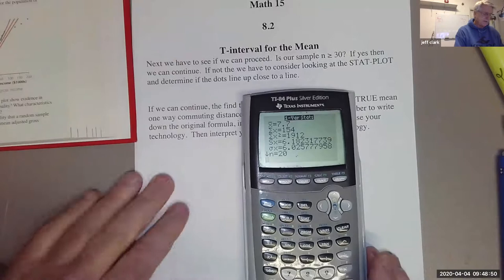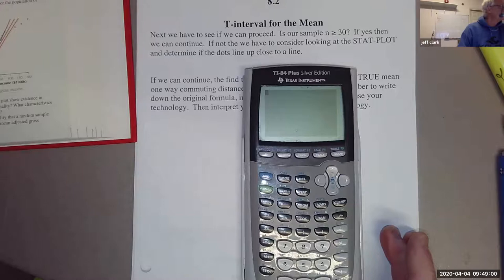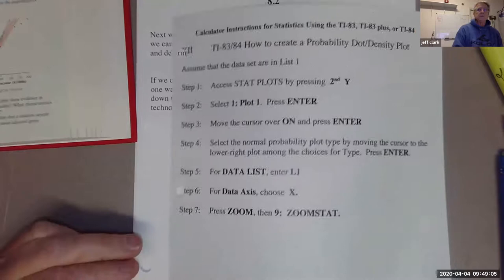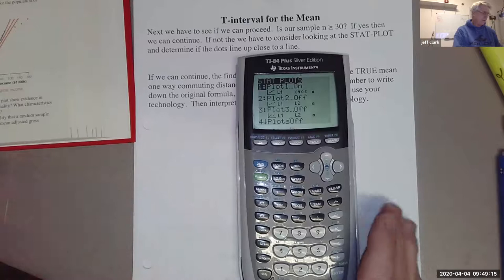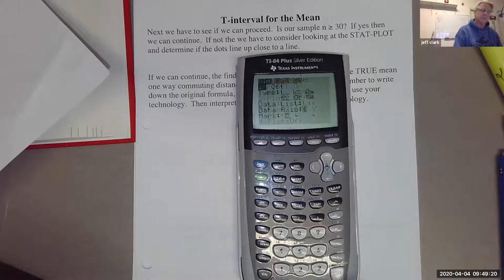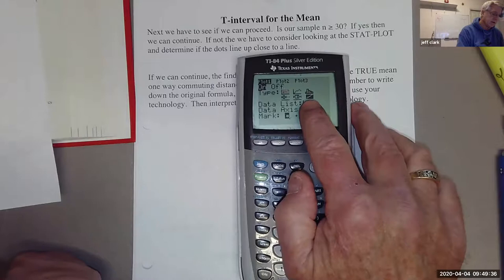So, reminding ourselves how to do that in your instructions, wherever those are, I'll show you that again. I got the packet page somewhere. Oh, here it is. So we're going to go to stat plots by pressing second Y. And then we want to press enter because we want plot number one. We want to make sure it's turned on, and it is from the last time. Now I'm going down here, and I want to make sure the bottom right corner plot is turned on, which it is, and list one, which it is, and x-axis, which it is.